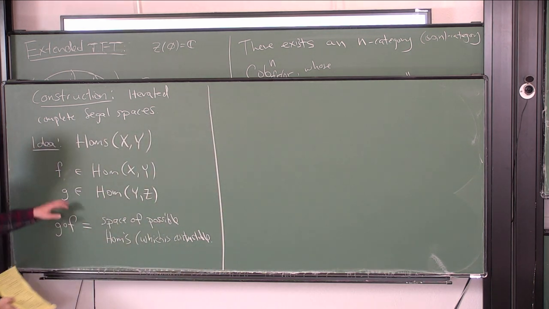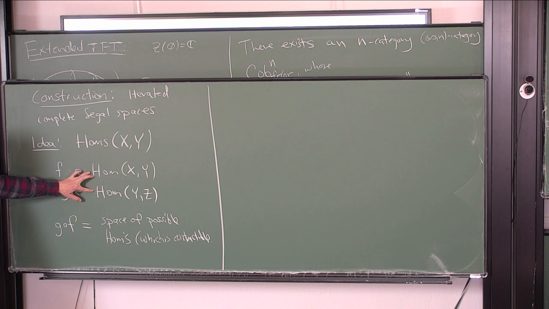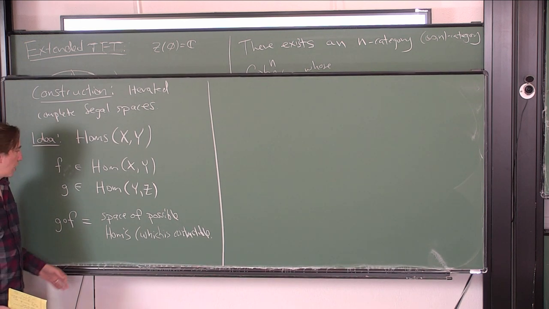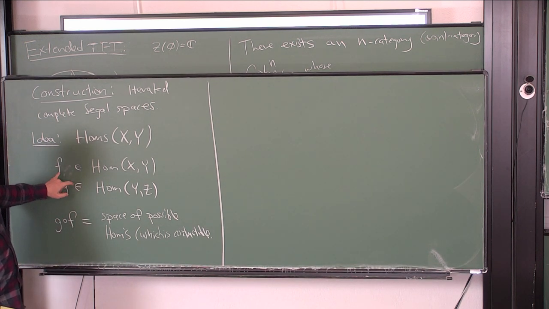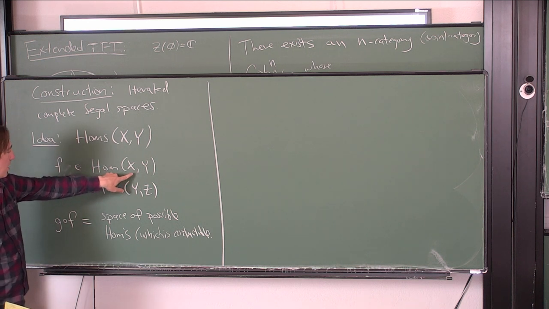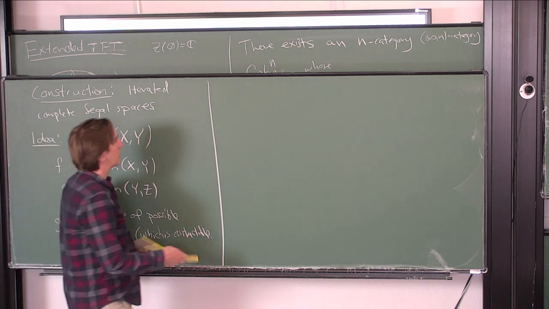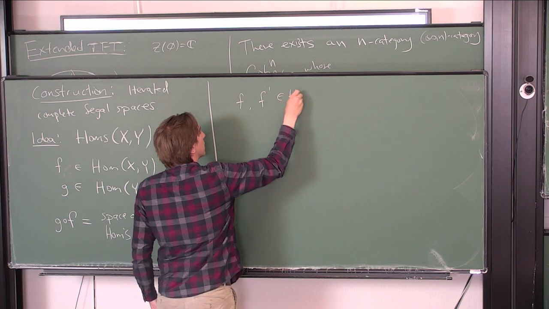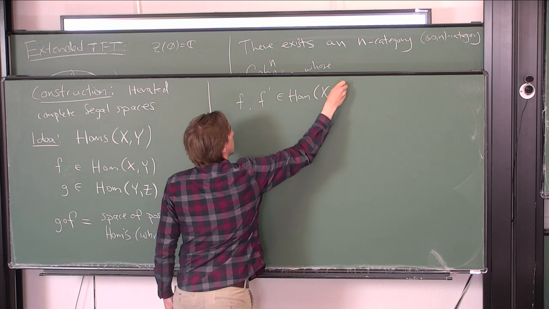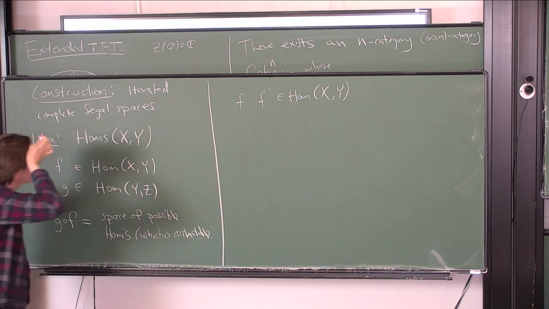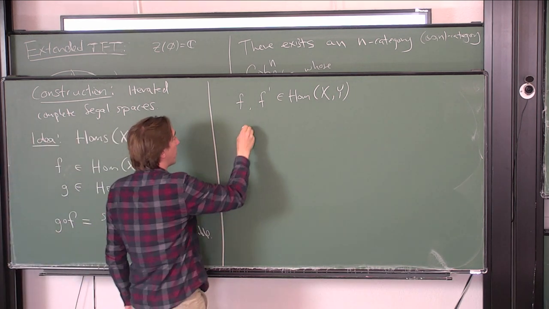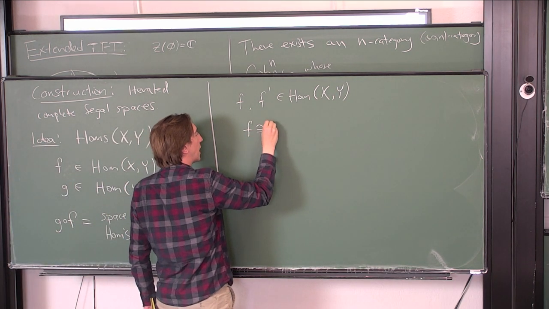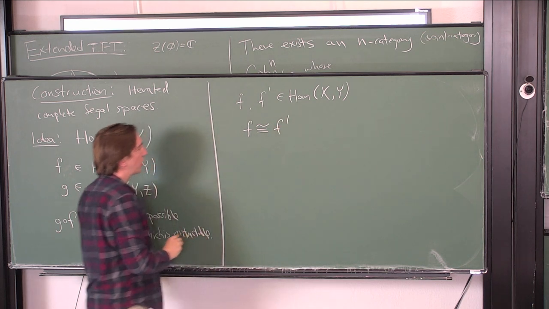So here I've been talking a few times about upgrading sets to spaces, and especially in the context of algebra, I think that needs some explanation. So what I mean by saying that, for instance, Homs form a space is that suppose I have two morphisms. If I'm in a higher category, I can still make sense of what it means for F and F prime to be isomorphic.